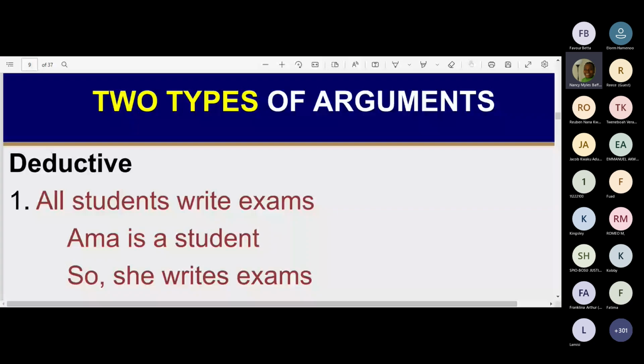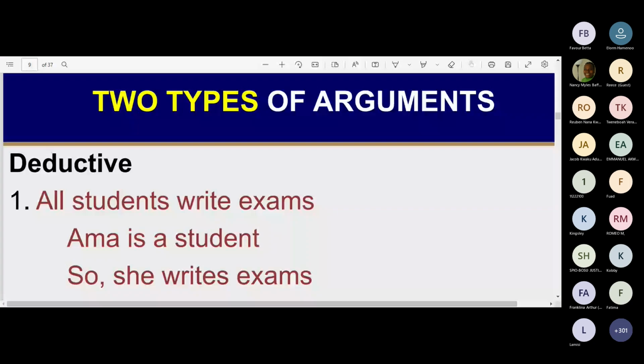That's what we are looking at. So first of all, Madame Favor has looked at the fact that we set off with an all statement: all students write exams. Then look at what is said next. Amma is a student. That is very, very important. That is what names the type of deduction going on. So look at it. Because what is happening is a deduction, as we'll see shortly. And it's even a certain type.